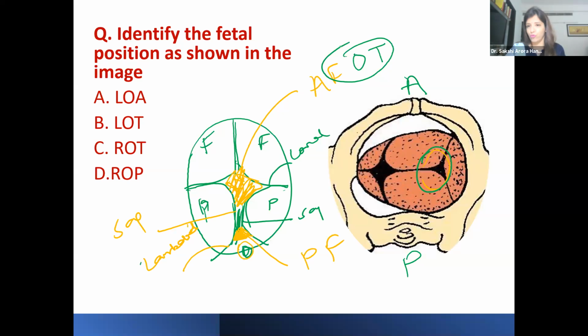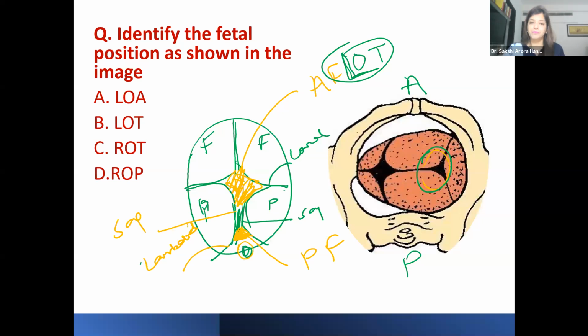Now, this triangular fontanelle, is it towards your left-hand side or towards your right-hand side? As you can see in the image, it is towards your right-hand side. So if it is towards your right-hand side, it will be the opposite in the mother. Because it is towards your right-hand side, in the mother, it will be left. So the answer is LOT. This image is representing LOT, left occipito-transverse position, right? Have you understood? Whatever the image shows towards your side, it is always the opposite in the mother, right?